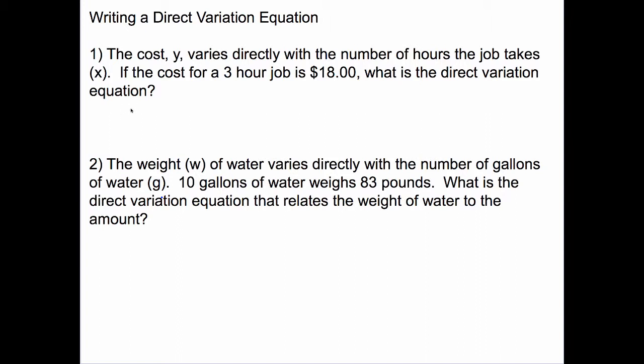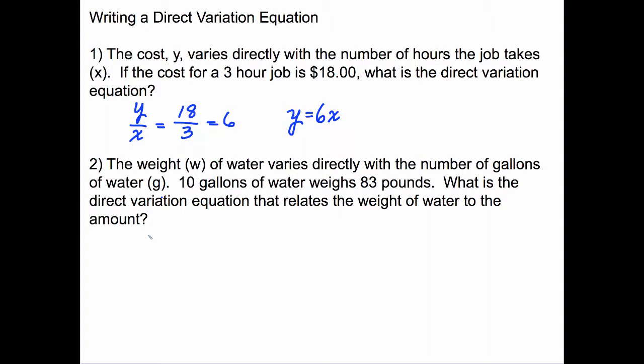So we say that the cost y varies directly with the amount of hours. So y varies directly with x. So in the problem y, the cost is $18 and the job took 3 hours. So 18 divided by 3 equals 6 is our constant of variation, and the direct variation equation will be y equals 6x.